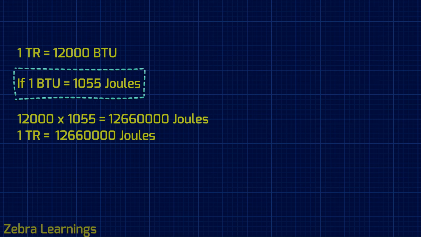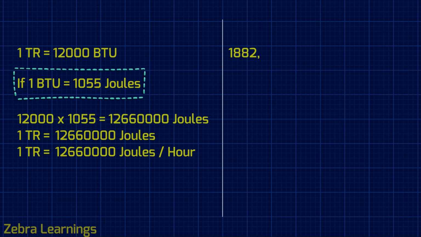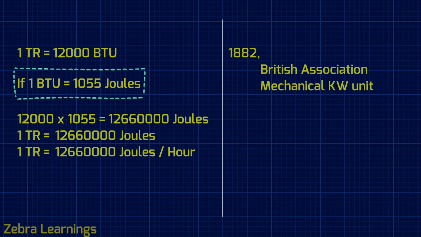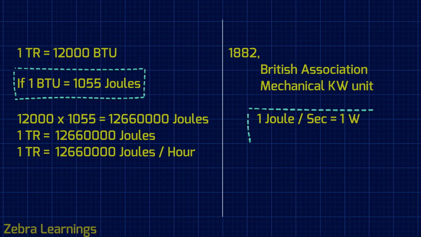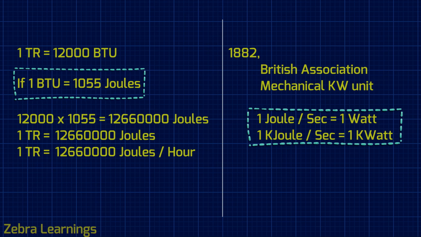Therefore, 1 TR is equal to 12,660,000 joules. We calculate TR and BTU values in hours, so 1 TR is 12,660,000 joules per hour. In 1882, the British Association introduced the mechanical kilowatt unit. According to this, 1 joule per second is equal to 1 watt, and 1 kilojoule per second is 1 kilowatt. Since we have calculated the 1 TR value in joules per hour, we must divide it by 3600 when converting this to seconds.